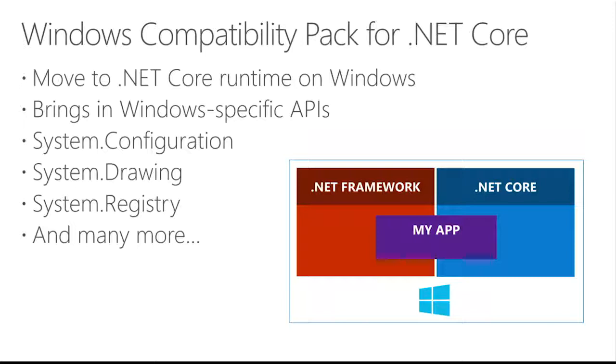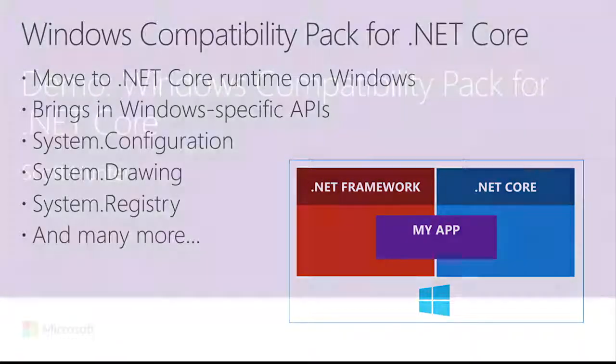And if you want those features, you have to move. Maybe that's a reason to move to Core. We're going to make it even easier to move to Core. We actually have what we call a Windows compatibility pack for .NET Core, which brings back some of the Windows-only APIs for .NET Core applications. These are things like System.Configuration, System.Drawing, System.Registry. These are obviously Windows things, and I'm going to demo some of that in a second.